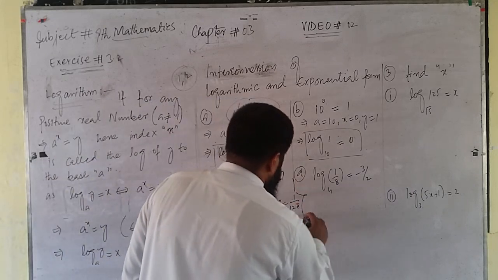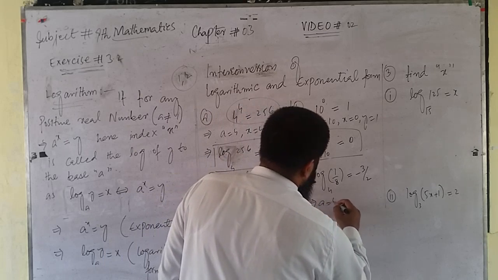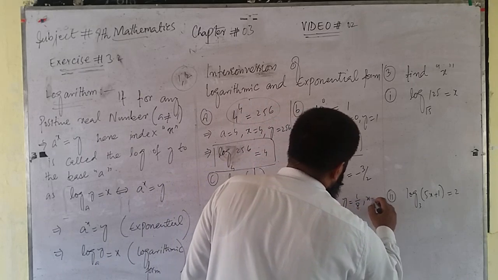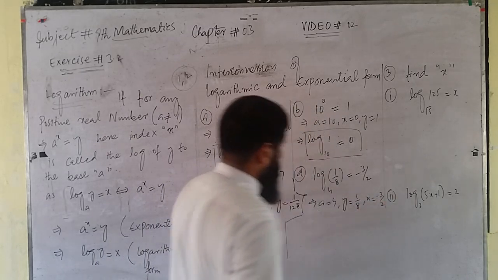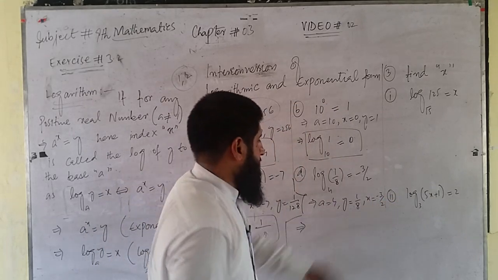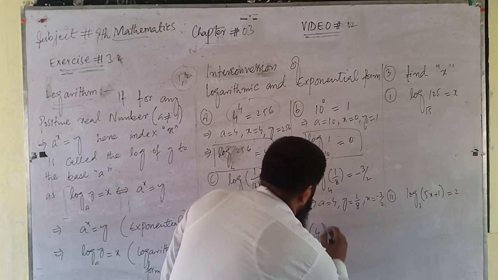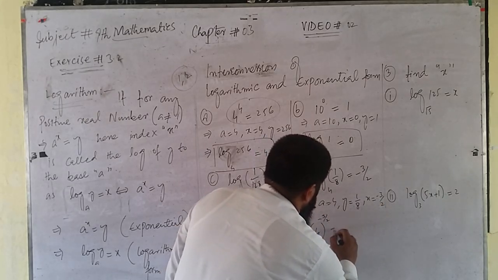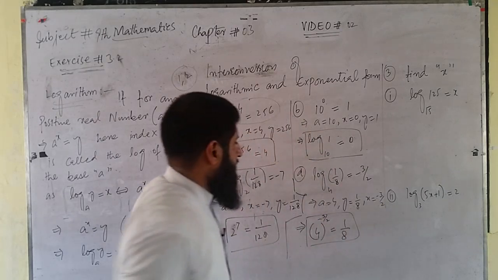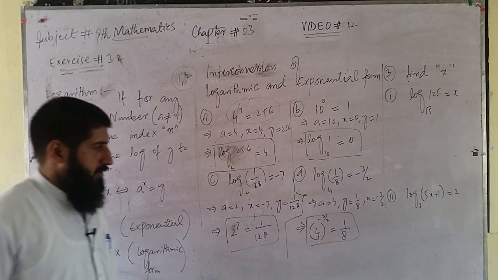Now the fourth one. Here a is 4, y is 1 over 8 and x is minus 3 over 2. So a power x, that is 4 power minus 3 divided by 2 equals 1 divided by 8. It's the exponential form of the mathematical equation.